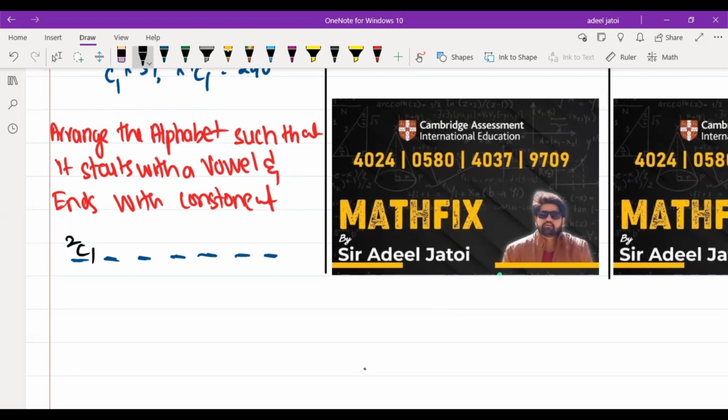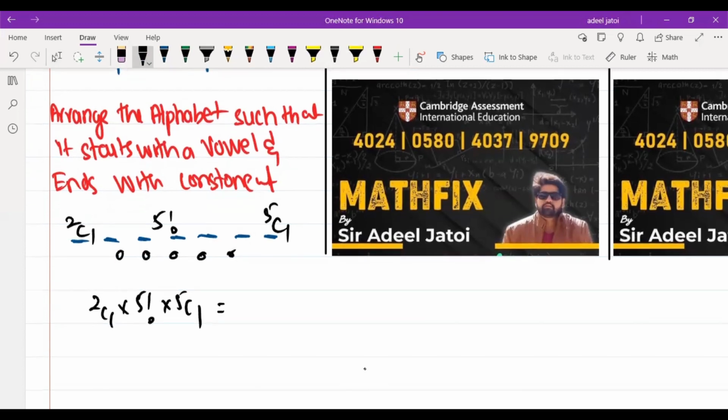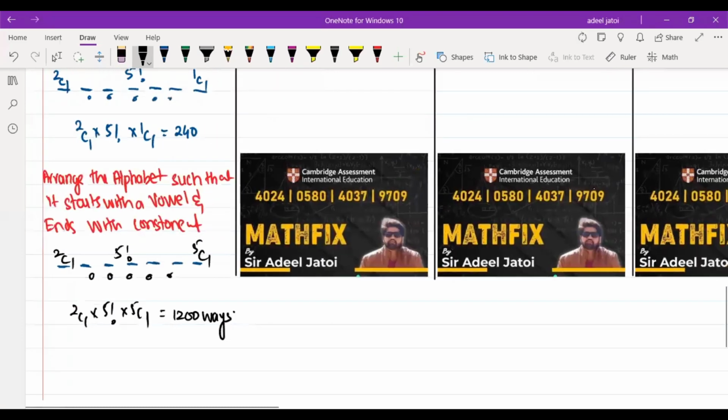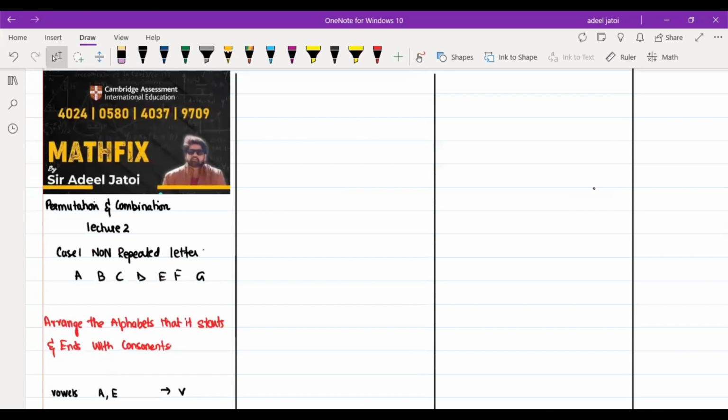So this should be 2C1. We had two vowels and we had 5 consonants, so in the end it should be 5C1. Because for vowels, we had only 2 options, out of 2, I can select only 1. In the last, we had 5 consonants, so out of 5, we will be selecting 1. But considering that 1 vowel and 4 consonants are left, those will be placed somewhere in the middle. We do not have any restriction for these, so this should be 5 factorial. So 2C1 into 5 factorial into 5C1. The answer for this would be 1200 ways. Now, considering the same question, let's see what English has to do in this.